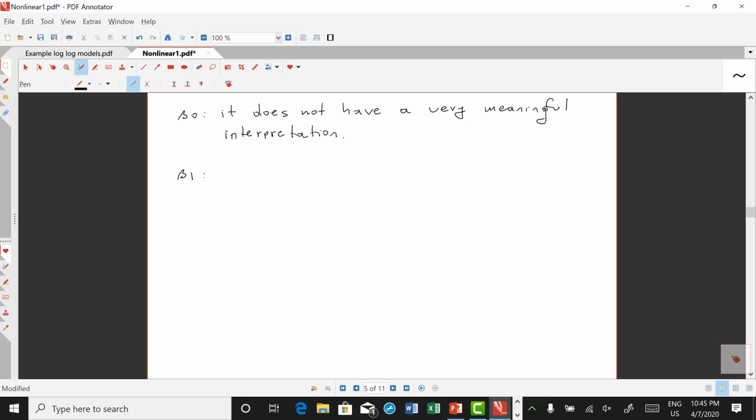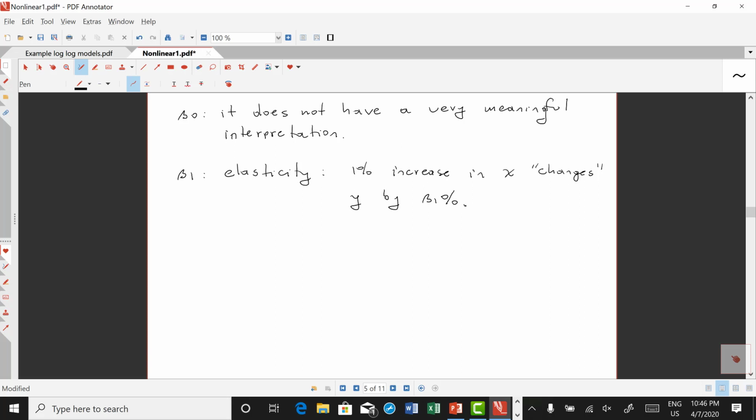On the other hand, beta 1 does have a very useful interpretation, and it is the elasticity. Okay, so if we were in class, I would ask you, what is elasticity? Well, remember that elasticity basically tells you that a 1% increase in x changes y by beta 1%. So that's the way that we interpret that beta 1 coefficient.